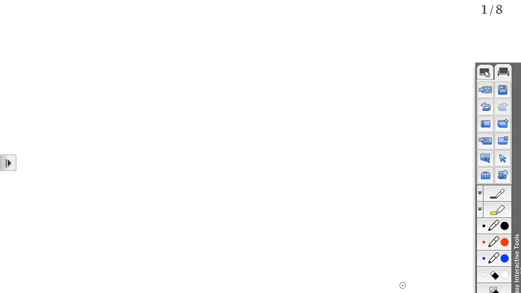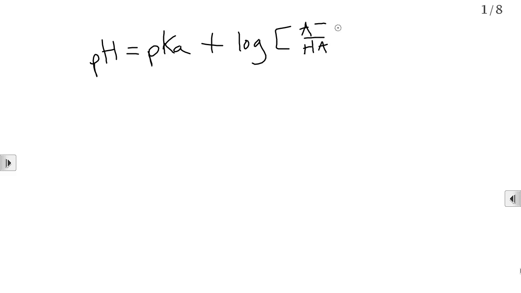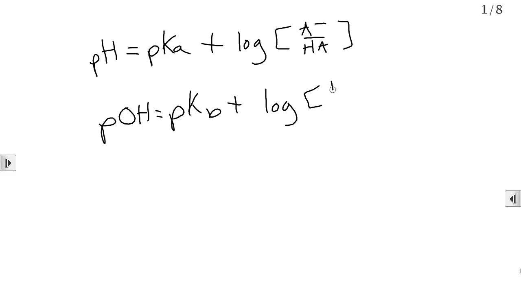You're welcome. The other thing, Henderson-Hasselbalch, okay? When you do Henderson-Hasselbalch, pH is equal to pKa plus the log of A minus on top, and the acid on the bottom. If you have to use Henderson-Hasselbalch with bases, it's the same thing, but it's pOH equal to pKb plus the log, and then this part's flipped upside down. It is what it is. So if you ever have to do that, that is it.